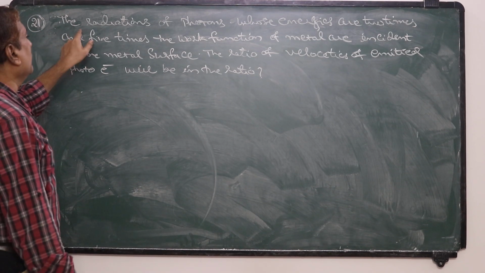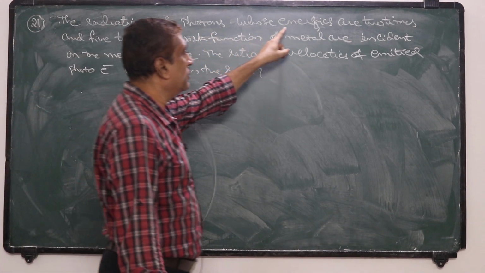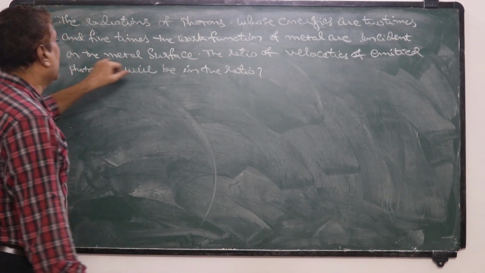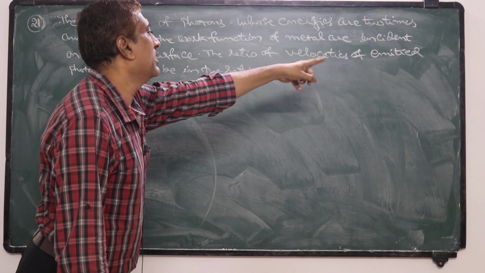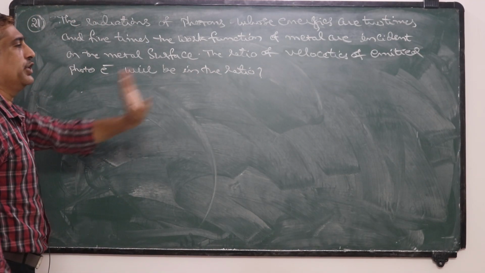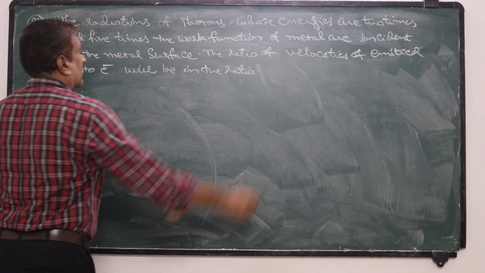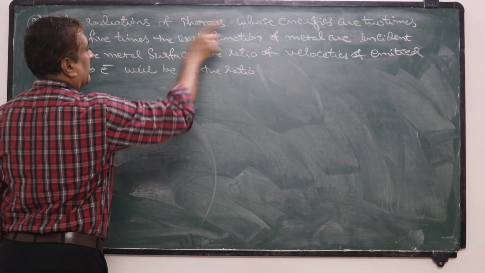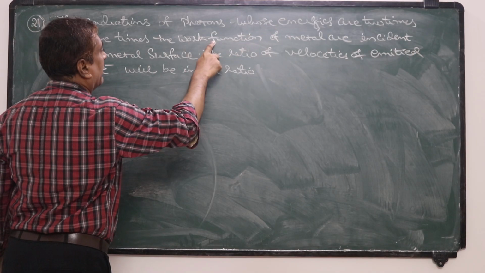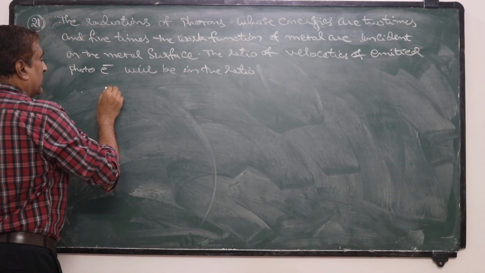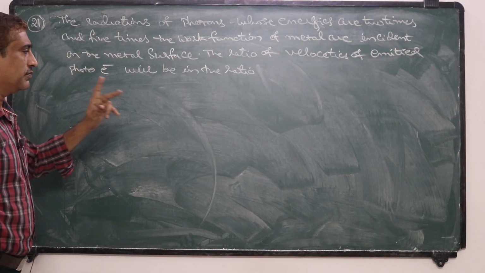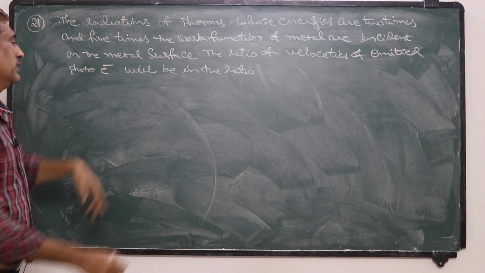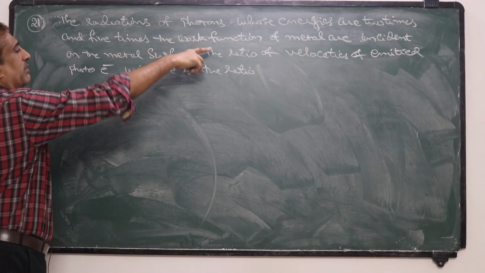Okay, next 21st one. The radiations of photons whose energies are 2 times and 5 times the work function of the metal are incident on the metal surface. The ratio of velocities of the emitted photons will be in the ratio. Now given that the photons' energies are 2 times and 5 times the work function. So here the incident photons, first one has energy 2 times the work function, and in the second case it is 5 times the work function.